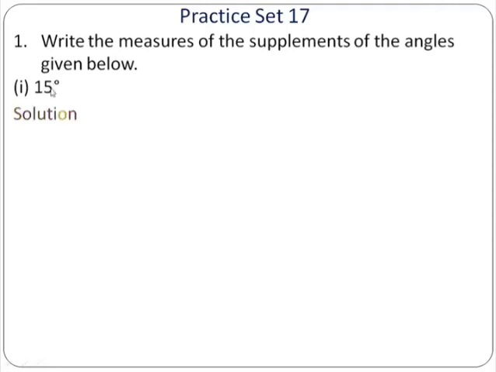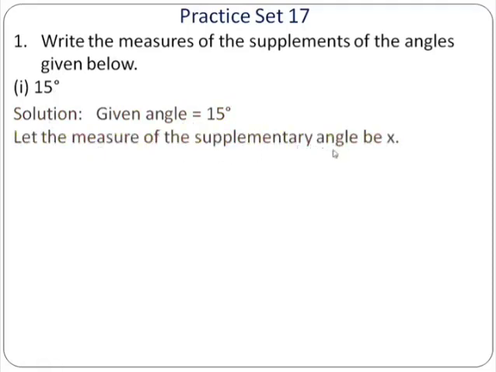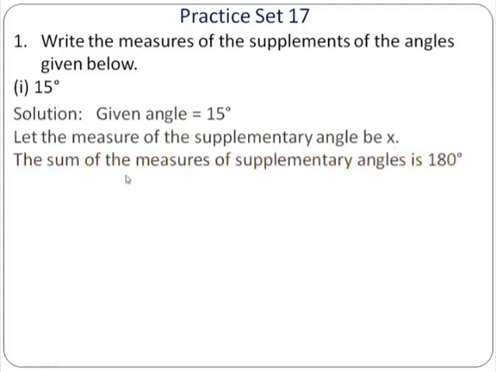Here we will repeat the same procedure as we did in complementary angles. First write the given angle, then let the measure of the supplementary angle be x. Now we will write the property: the sum of the measures of supplementary angles is 180. Now we get the equation: given angle plus measure of its supplement is equal to 180. Therefore, 15 plus x is equal to 180.